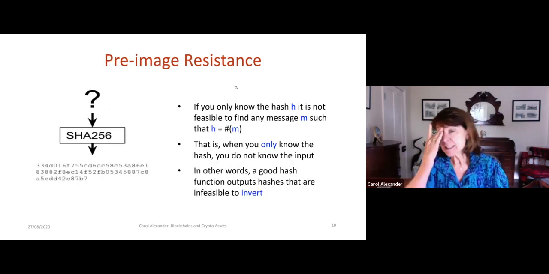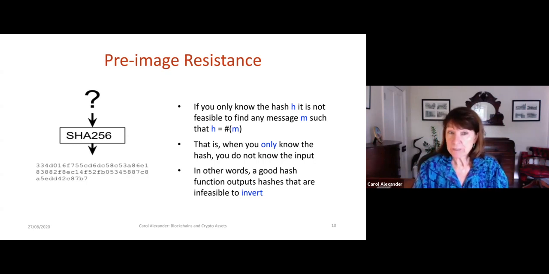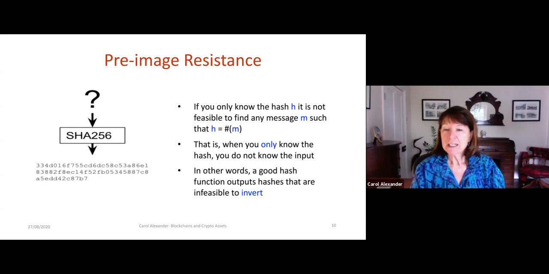And pre-image resistance is if you know the hash, then it's not feasible, absolutely impossible, to find the actual message that gave you that hash. And that one-way function, that they're impossible to invert, is why they are so good at encoding information.